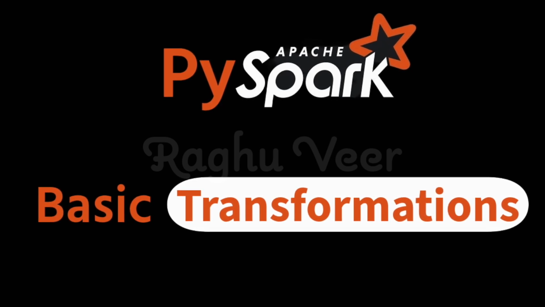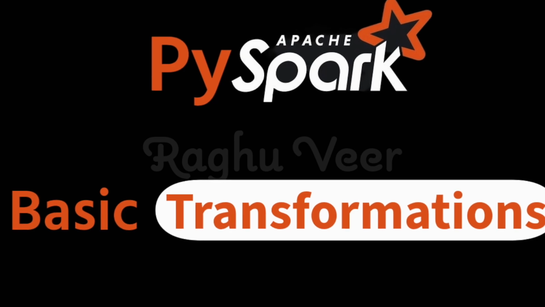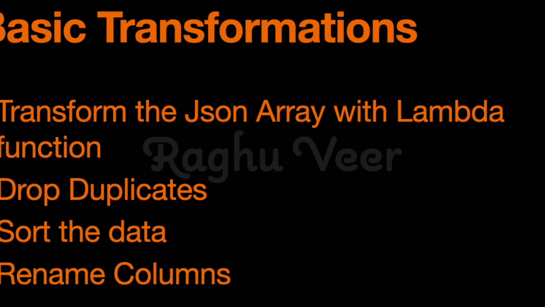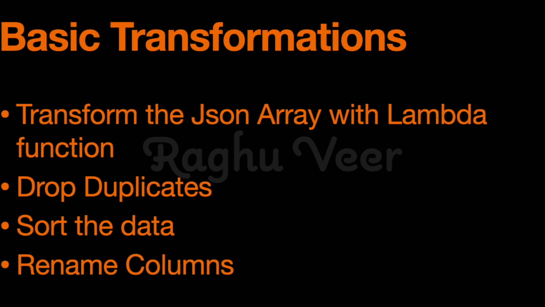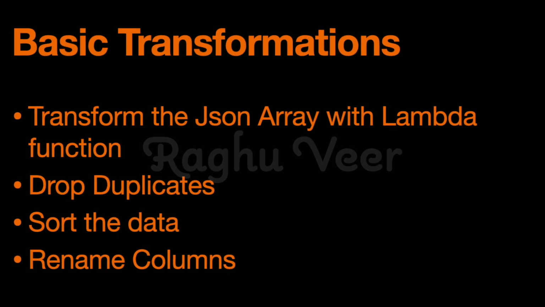In this video, we're going to look at the basic transformations we could do on a PySpark data frame. These are the four transformations we're going to look at in this video: transform the JSON array with the lambda function, drop duplicates, sort the data, and rename the columns.